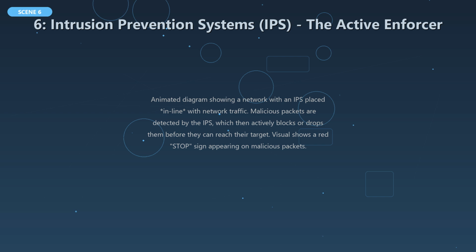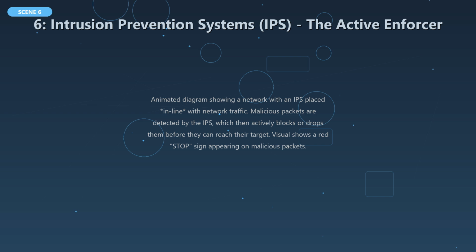When the IPS detects malicious activity, using similar signature-based or anomaly-based detection techniques as an IDS, it can take immediate actions to stop the attack. These actions might include: 1. Blocking the malicious traffic, dropping the offending packets. 2. Resetting the connection, terminating the session between the attacker and the target. 3. Blocking the source IP address, adding a rule to a firewall to permanently block traffic from the attacker's IP. 4. Quarantining, isolating the compromised system or user account.